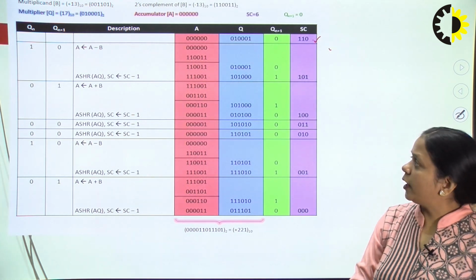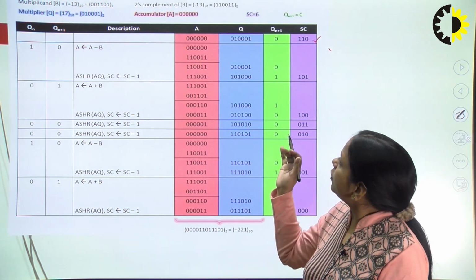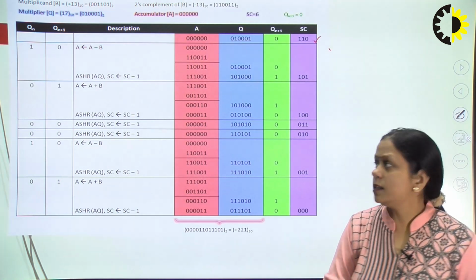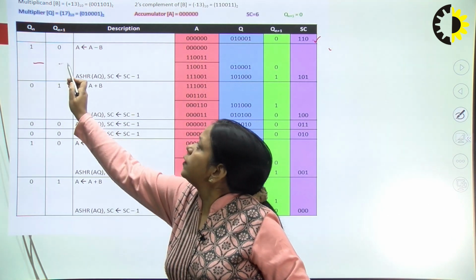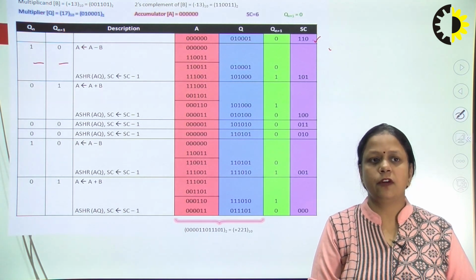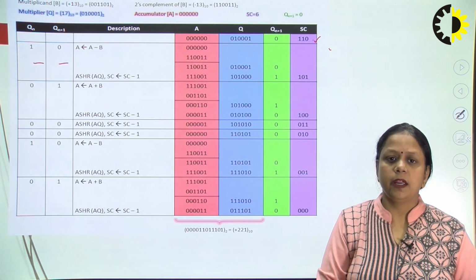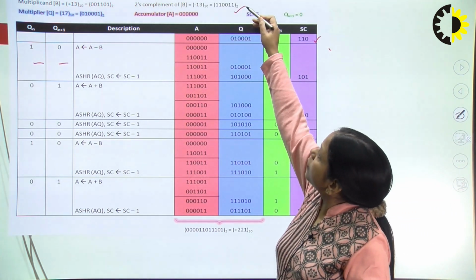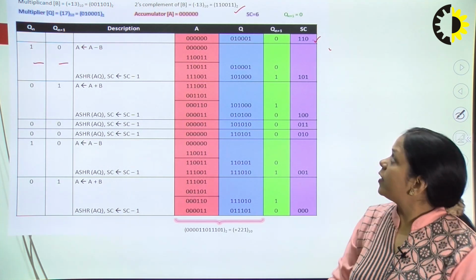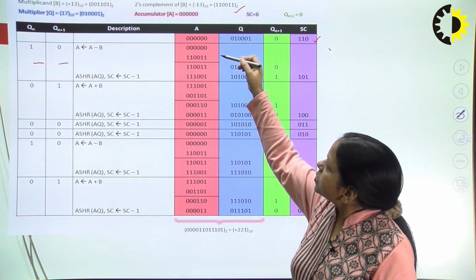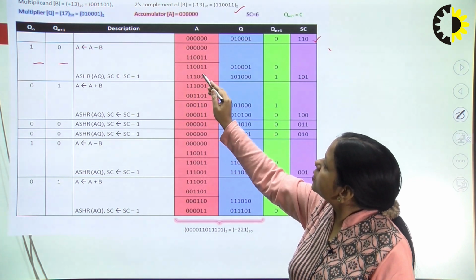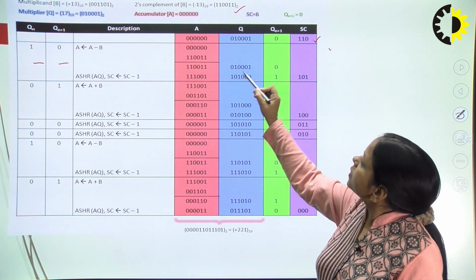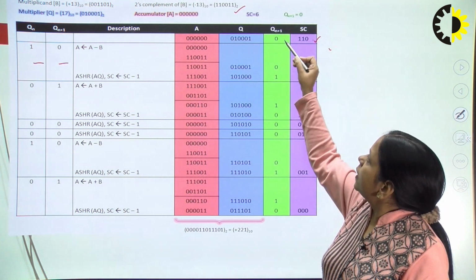Now, we will start our algorithm. We will start with checking the value of Qn and Qn plus 1. In the starting, the value of Qn and Qn plus 1 is 1, 0. So, the first step will be the subtraction, A minus B. I have taken the 2's complement of the BR register or B register. Then we will add this value into the accumulator. After the addition, we will get 1, 1, 0, 0, 1, 1, and the value of the QR register is 0, 1, 0, 0, 1, and Qn plus 1 is 0.